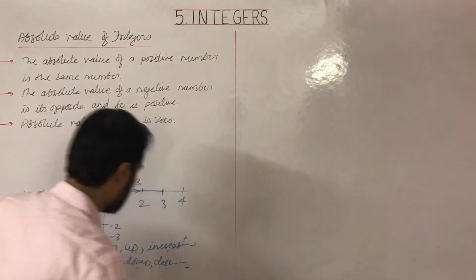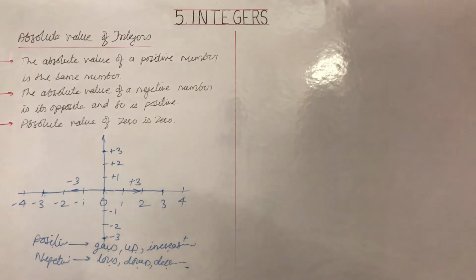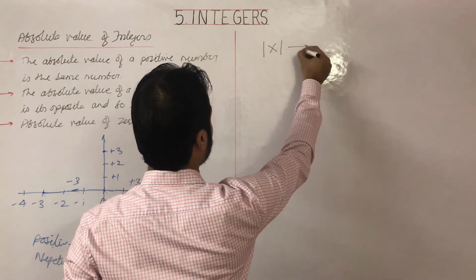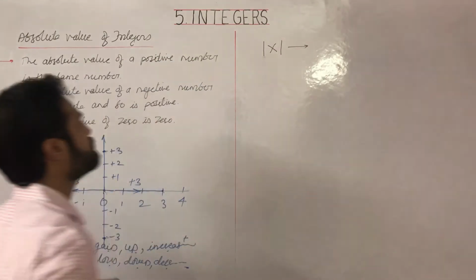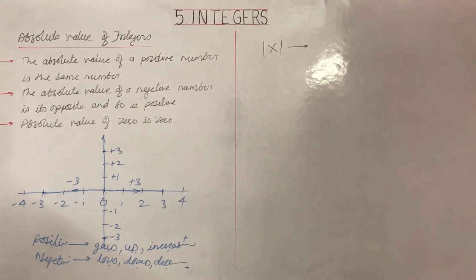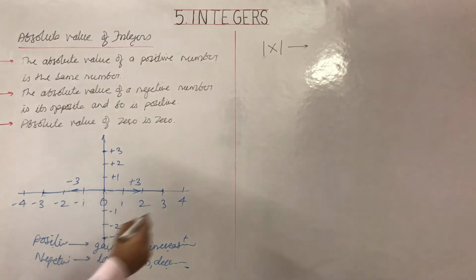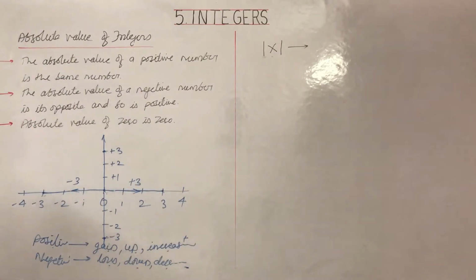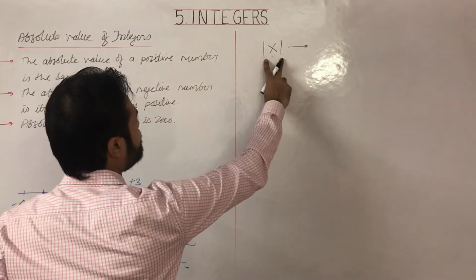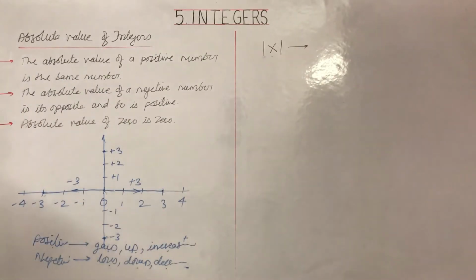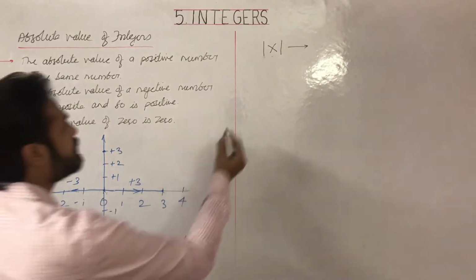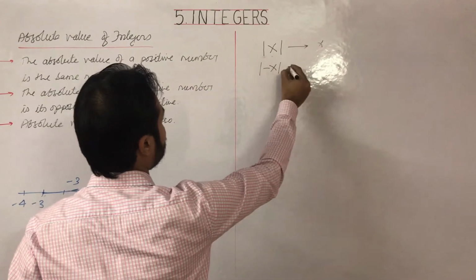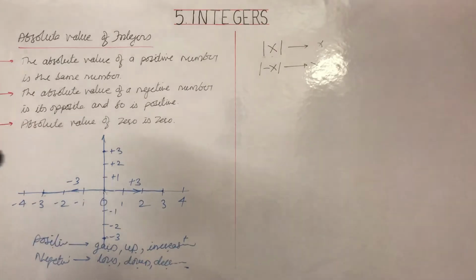We'll use mod. Now what is the meaning of mod? For finding absolute value, this is the symbol of absolute value or mod. Any number inside the mod is the number whose absolute value we are trying to find. So writing x between two vertical lines means we are trying to find its absolute value, or we can say that mod of x will be x, and if x is negative, then also the mod will be positive.